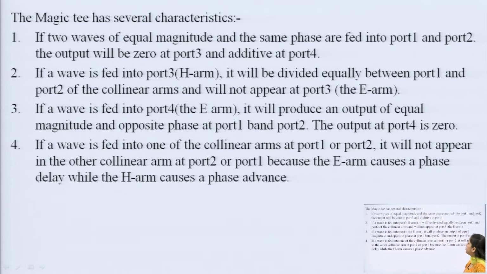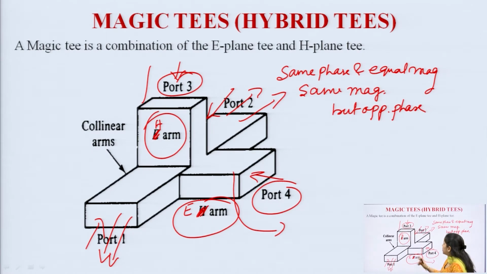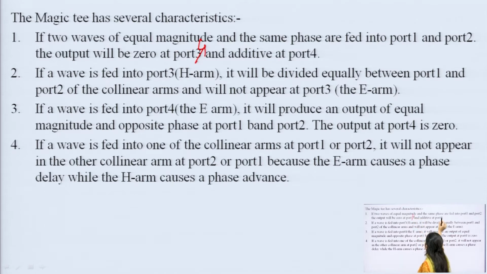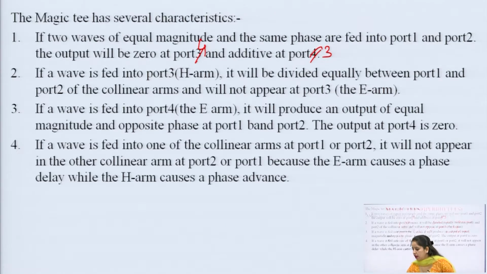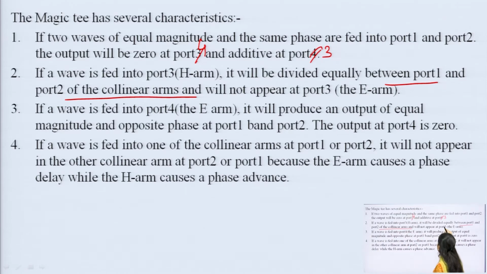If two powers of equal magnitude and same phase are fed into port 1 and port 2, the output will be 0 at port 4, which is our E arm, and additive at port 3. If the wave is fed into port 3, which is our H arm, it will divide equally between port 1 and port 2 of the collinear arms and it will not appear at port 4, which is our E arm.